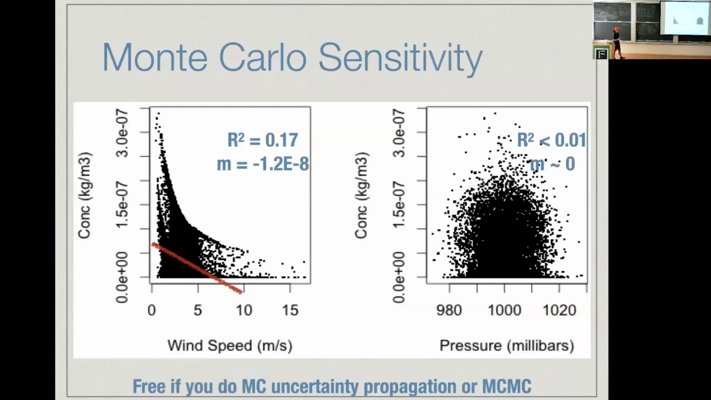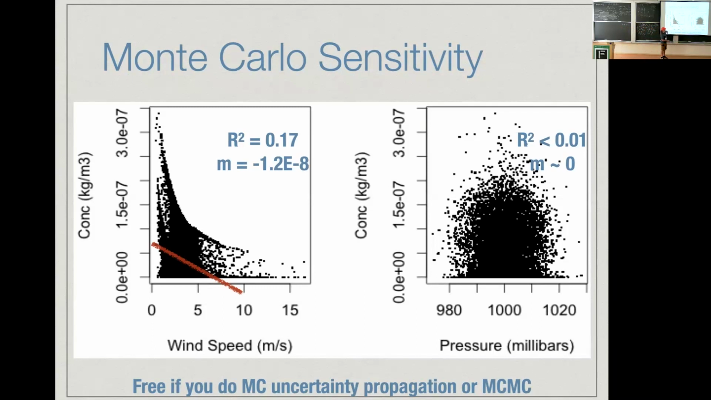One thing I will point out, though, is that if you rely on Monte Carlo approaches to calibrate your model, or Monte Carlo approaches to propagate uncertainty, which we'll talk about later, you can sometimes get some of these sensitivity analyses for free. This is an example of a Gaussian plume model that predicts how the concentration of atmospheric pollutants changes as a function of other atmospheric variables, in this case wind speed and atmospheric pressure.